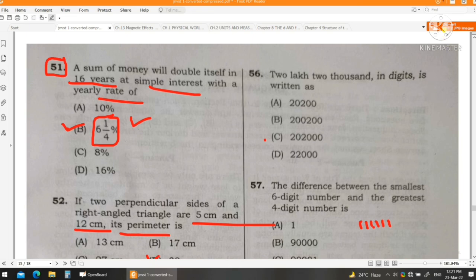Question number 56. 2,02,000 in digits is written as. Very easy question. I don't think any student will get it wrong. Answer is option C.